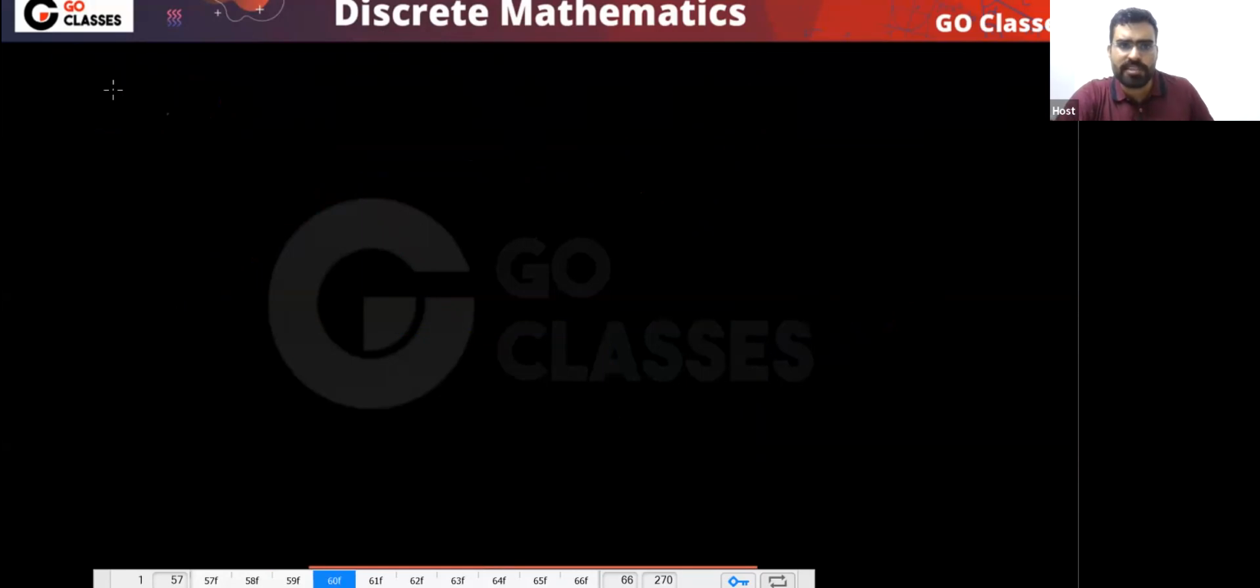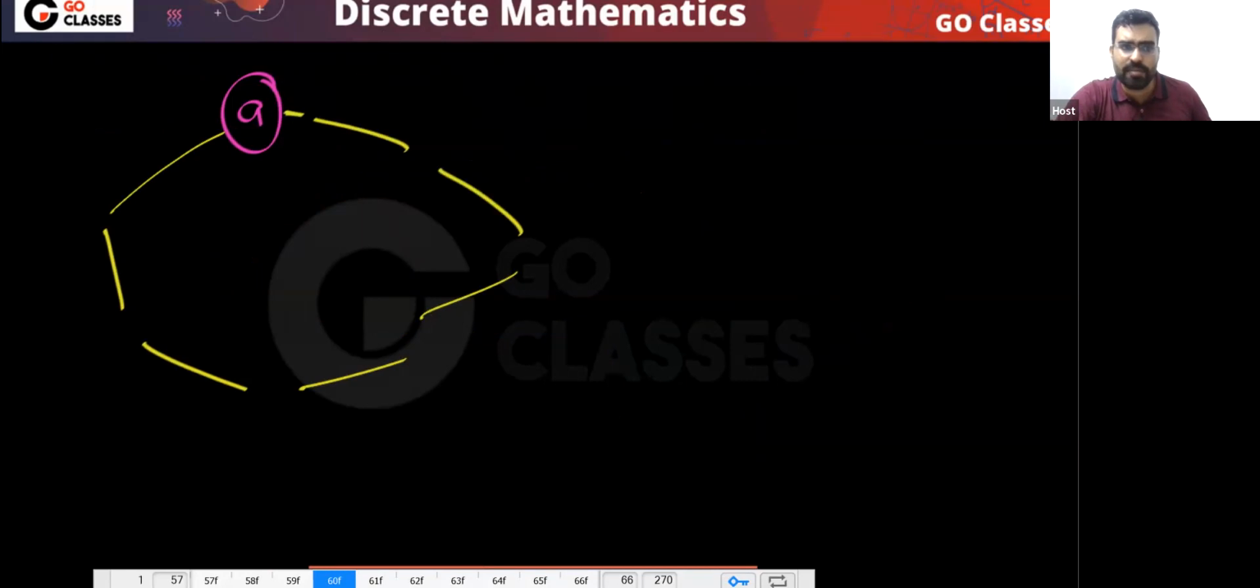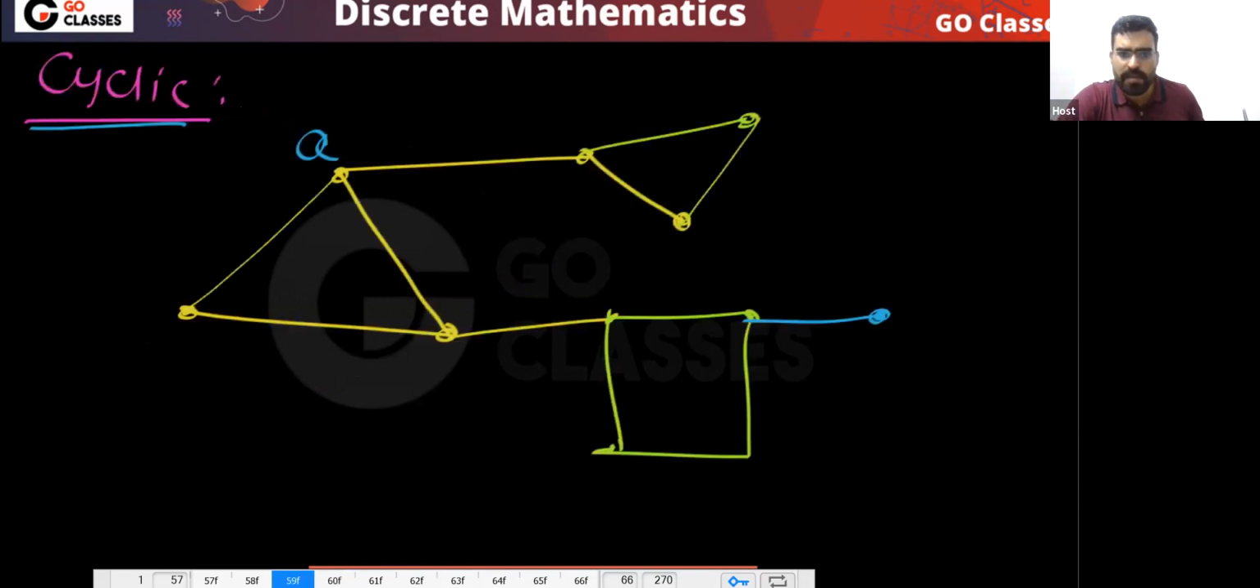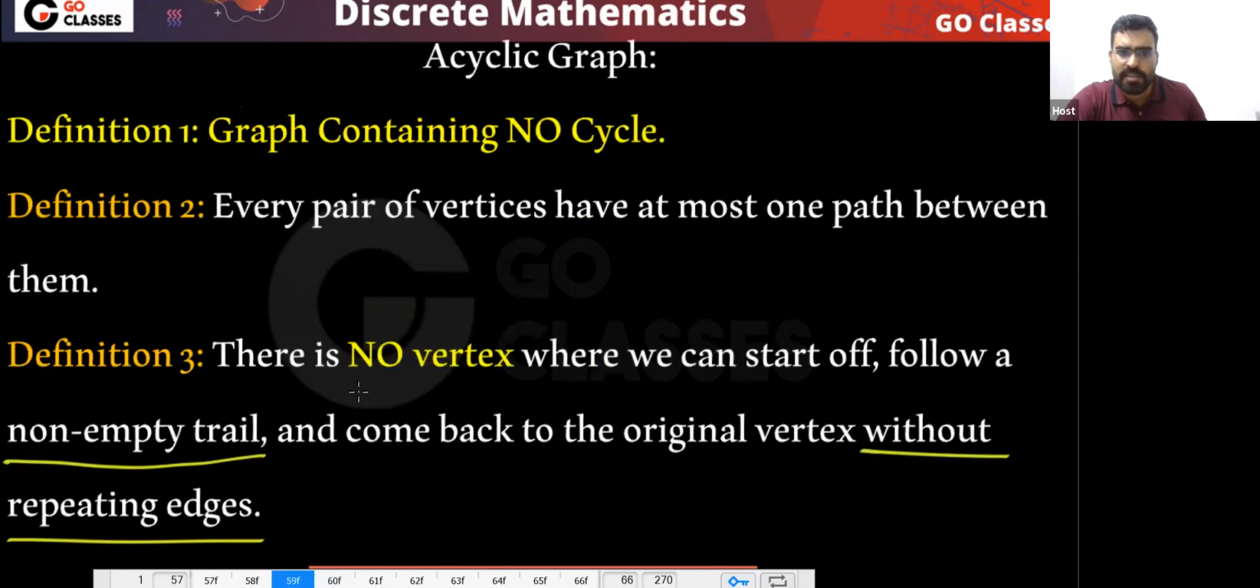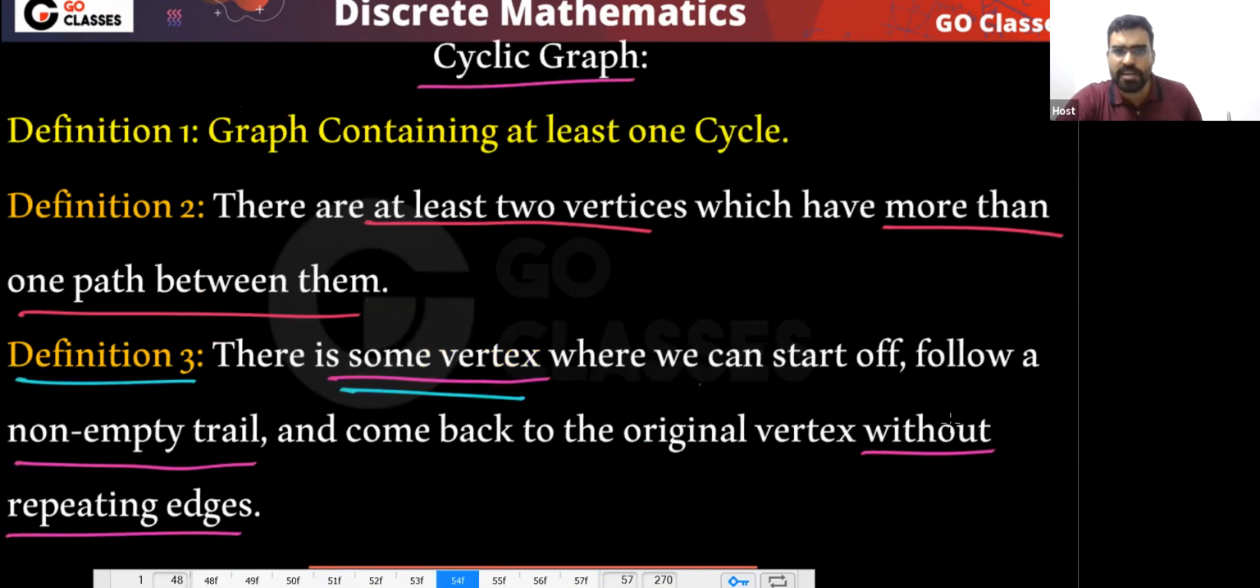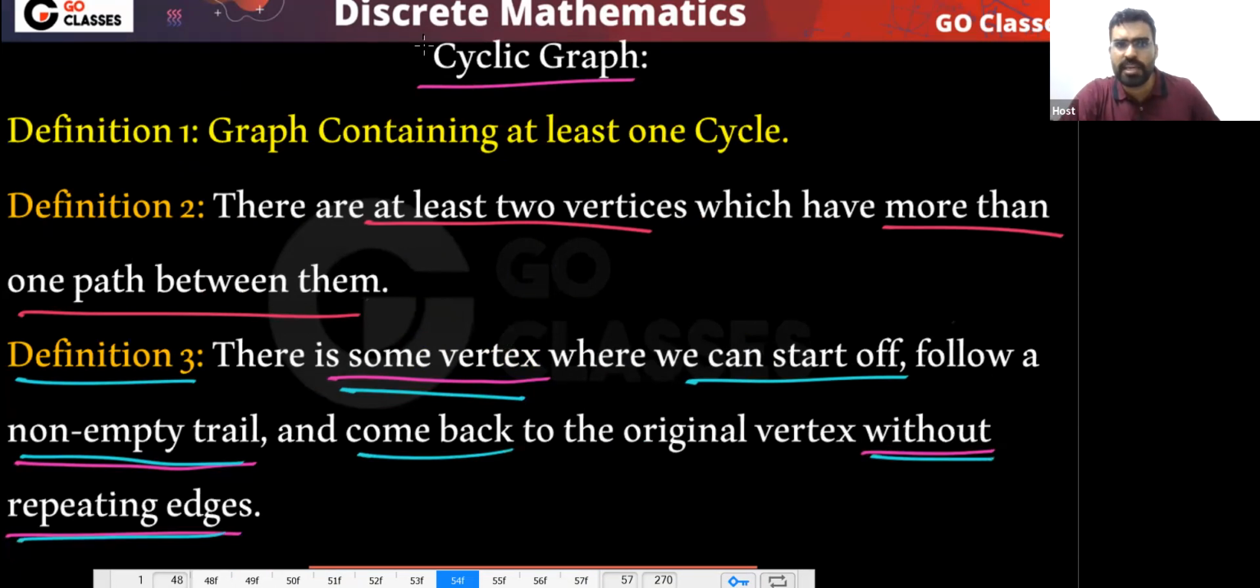Let's assume you have a vertex and I start here with a non-empty trail. I start here, I can go. And if I can come back here without repeating edges, what does it mean? It means there is a cycle in the graph. The graph is cyclic. So there should be at least one such vertex. So definition 3 means there is at least one vertex where we can start, follow a non-empty trail, and come back without repeating edges. Is it clear now, Manisha? Anyone has any doubt? So this is the definition of a cyclic graph.